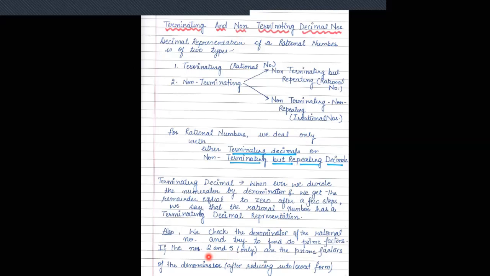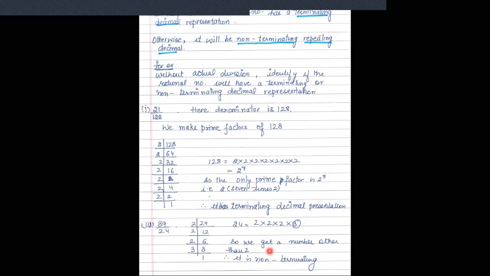The number should only be 2 or 5. Other than that, there should not be any other number, any other prime factor. So we are getting a prime number, of course, but it is other than 2. It is the number 3. So it is non-terminating. Clear?